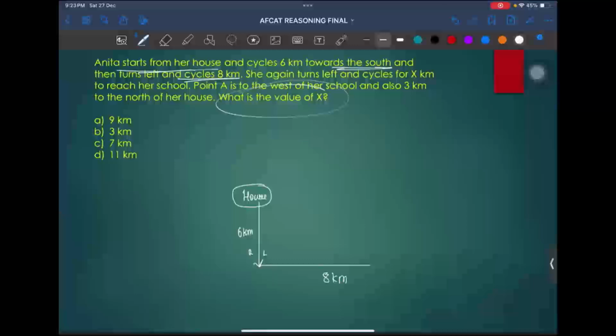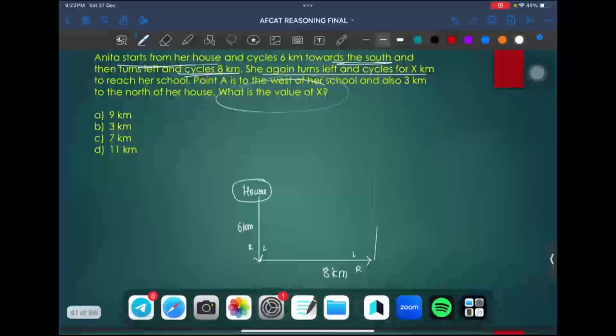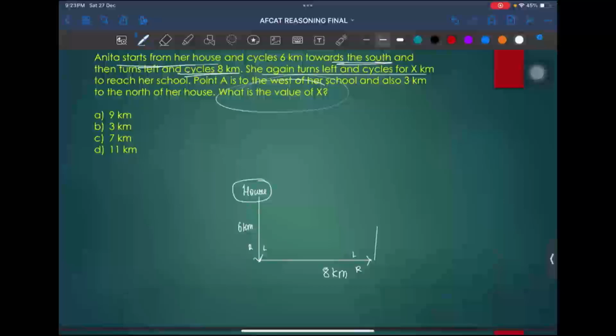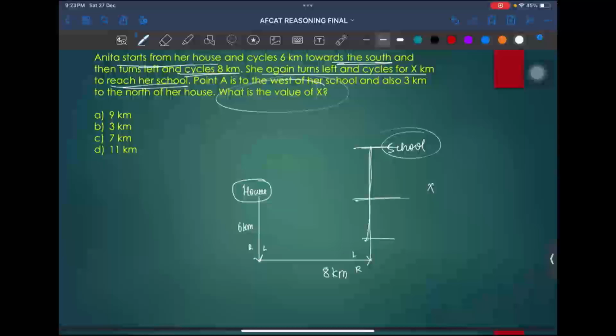She again turns left and cycles for x kilometers. From here again she turns left and drives x. I don't know whether it may be this, I don't know the exact position of x, or the exact distance. To reach our school, x will be a certain distance where our school will be located. I don't know whether the school may be here or here.